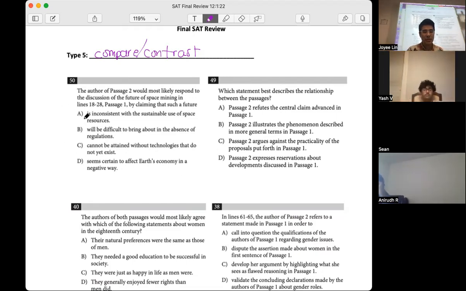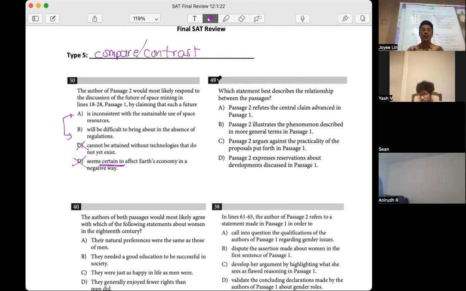So what are some bad answers for number 50? Seems certain, right? Well, I don't know if you're a fortune teller, right? I don't know. But cannot be attained, right? Versus may not. If you literally say cannot versus may not, there's a huge difference when it comes to the SAT, right? And then A and B work slightly better, right? Is inconsistent, they don't match up. Will be difficult. Will be difficult doesn't mean impossible, right? It could happen, it could not happen. So those are better phrases.